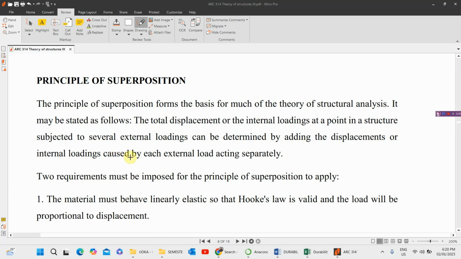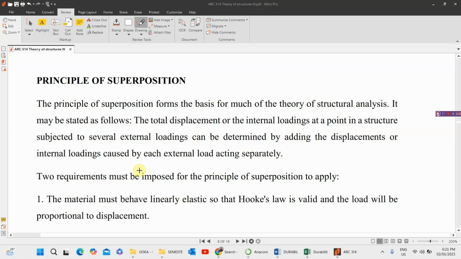So we'll be looking at the principle of superposition. This principle of superposition is the basis for the theory of structural analysis. That is, we'll be considering the way the forces are being positioned, how we calculate the total summation of forces in our structure.